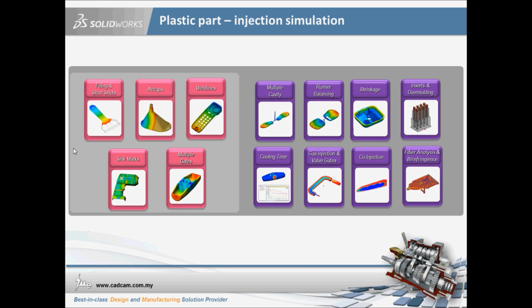Okay. And if your design involves multiple gates, yes, we support multiple gate designs as well. Multiple cavity, runner balancing, I mentioned just now. And shrinkage, you want to know during the cooling how the shrinkage will be from the original design? Yes, it can be done as well. And other than that, there are also other features supported in SolidWorks Plastics.